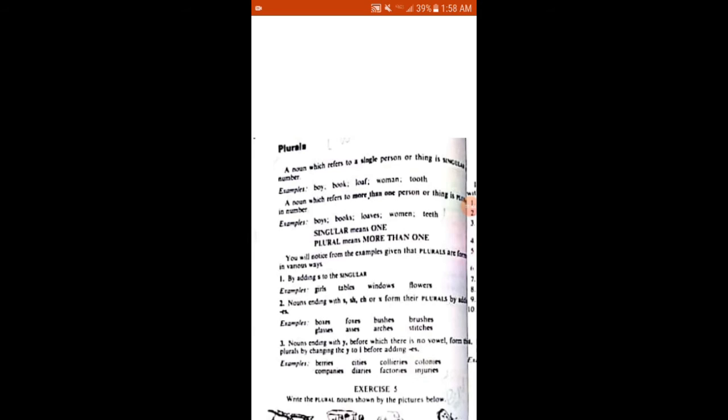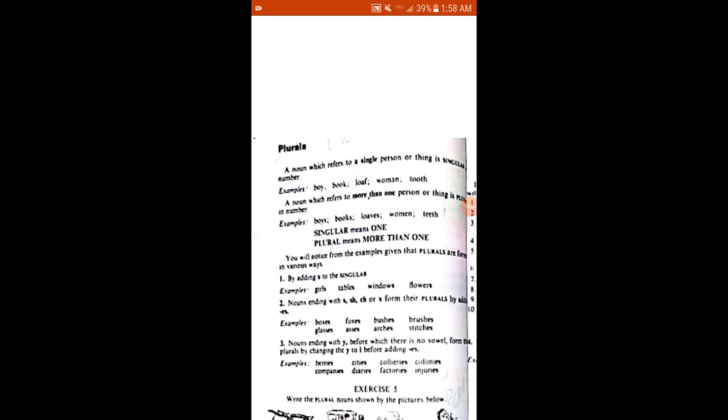the spelling of the noun is ending in these letters. So we will form the plural by adding es. Not only s will be added, before the s we also add e. Es will be added after the noun.